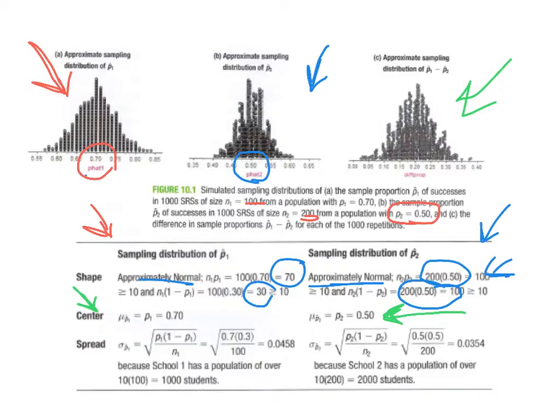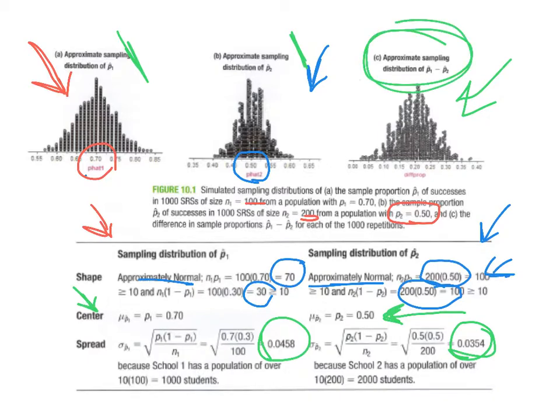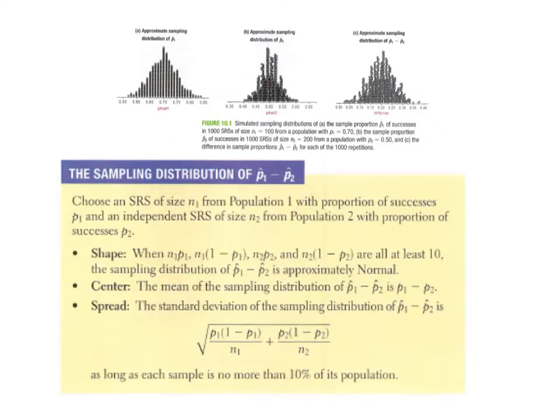Then my spread is going to be my standard deviation using the parameter. For the first school, I get 0.0458, and for the second school, I get 0.0354. These are just looking at the first two, graph A and graph B. So now let's look at the sampling distribution of P1 minus P2. Let's look a little closer at what's going on here with this sampling distribution, over here at graph C.